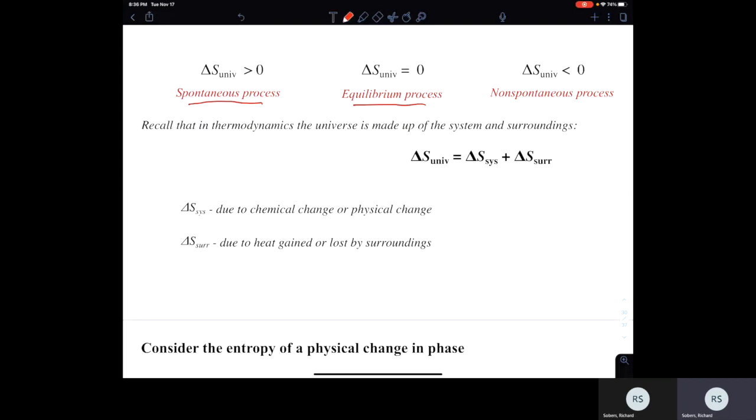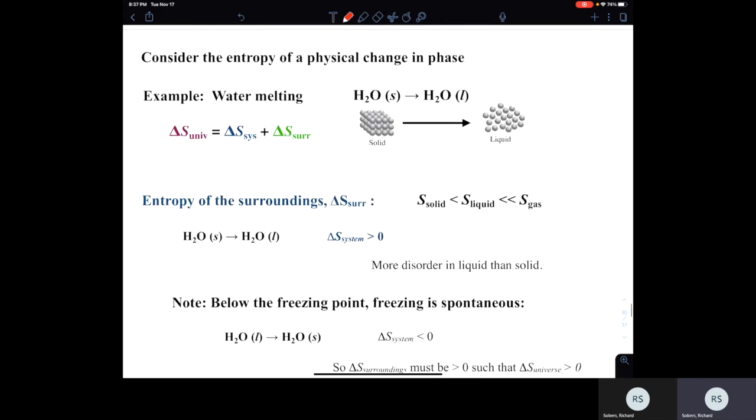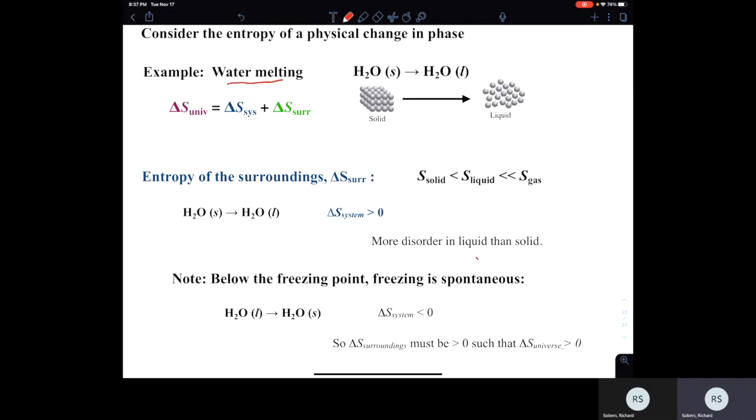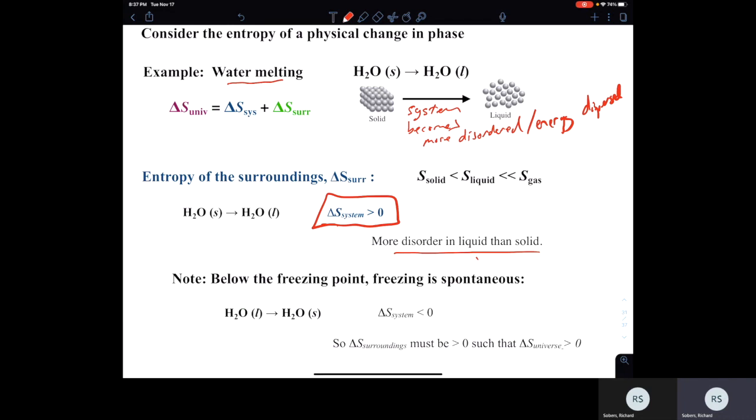Okay, so this is our equation that we're using: delta S for the system, delta S for the surroundings, and those add up to delta S for the universe. So let's consider water melting. So the system is the water. So it becomes more disordered, and energy is dispersed. So what does that mean then? Delta S for the system is going to be positive, more disorder in the liquid than in the solid.